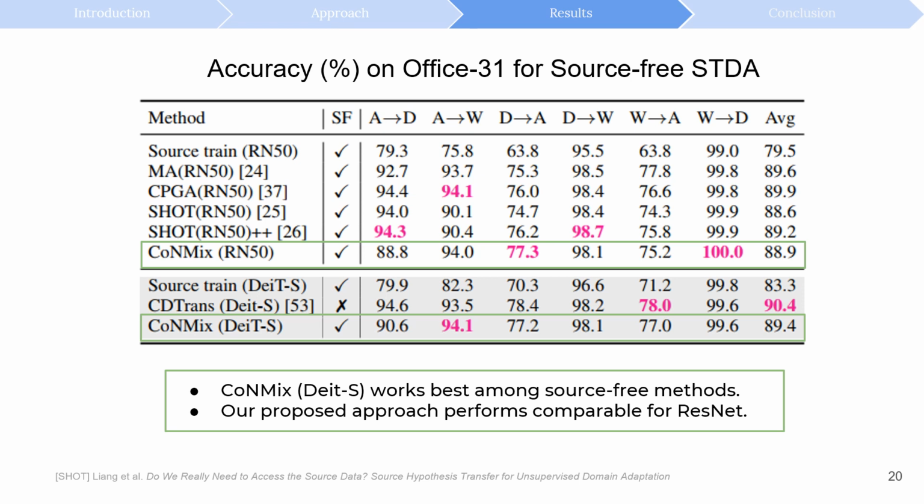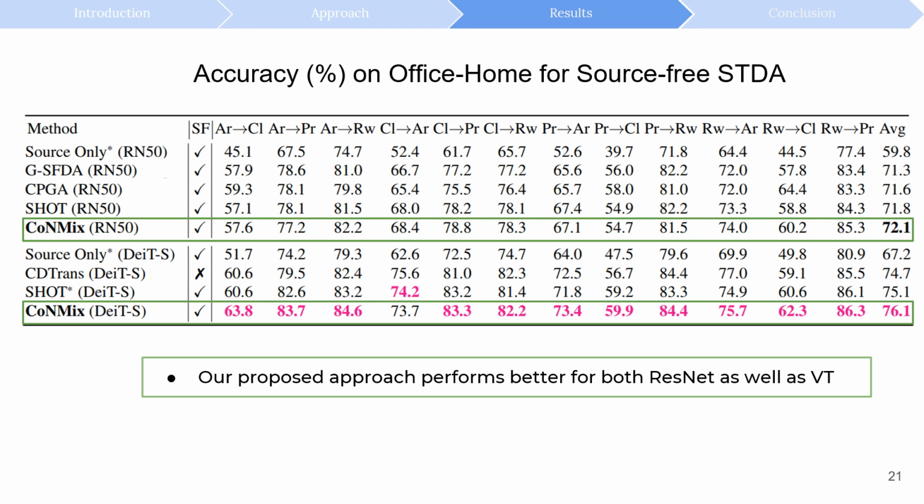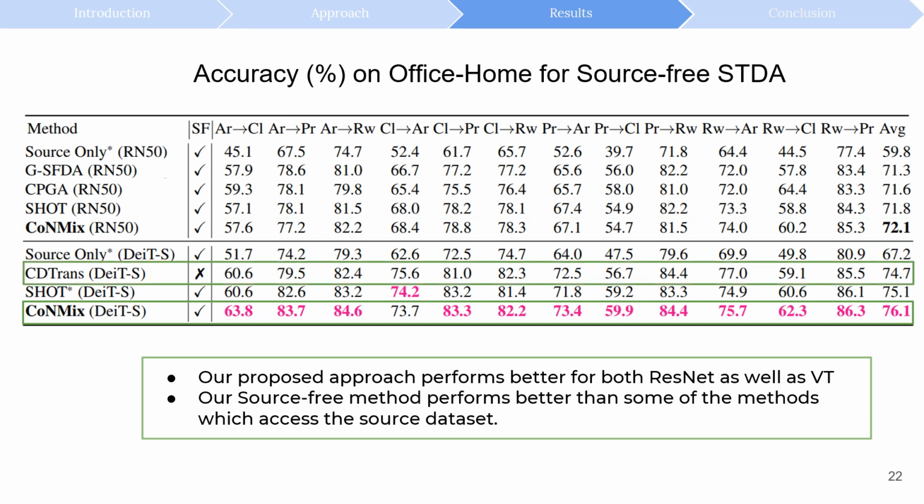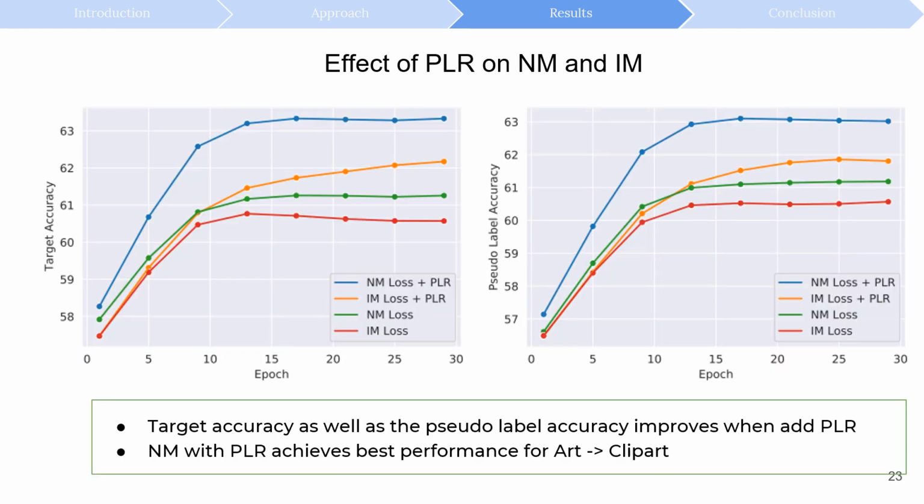These are the results of source-free single target domain adaptation on the Office 31 dataset. We perform experiments using both ResNet as well as the Vision Transformer backbone. CoNMix with Vision Transformer backbone works best among source-free methods. CoNMix works better for both ResNet as well as Vision Transformer for the Office Home dataset. Interestingly, our source-free method performs better than some of the recent UDA methods which assume access to the source dataset during adaptation.